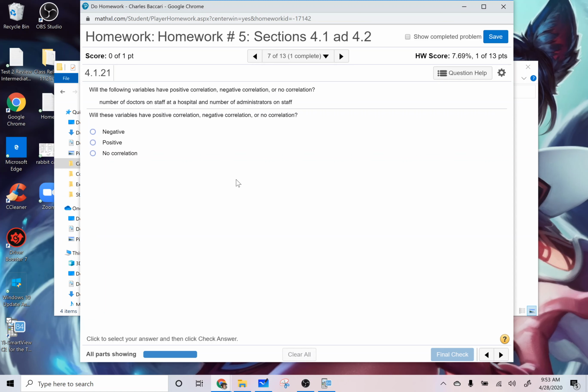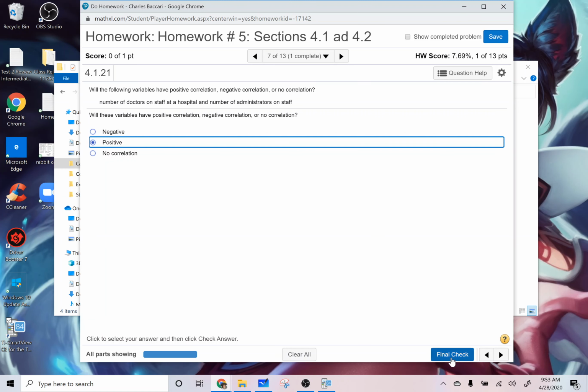Will the following variables have a positive correlation, negative correlation, or no correlation? Number of doctors on a staff in hospital and the number of administrators. Obviously, there's probably a correlation, right? The more doctors you have, the more administrators you probably need. So I'd say probably positive correlation.